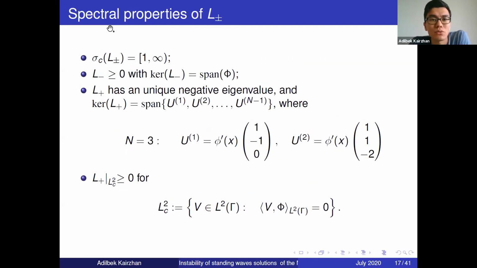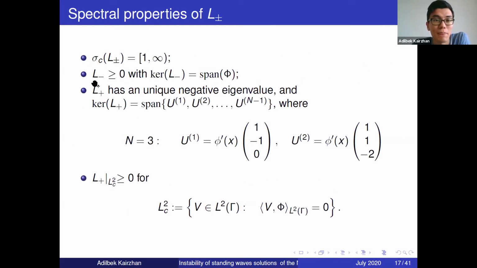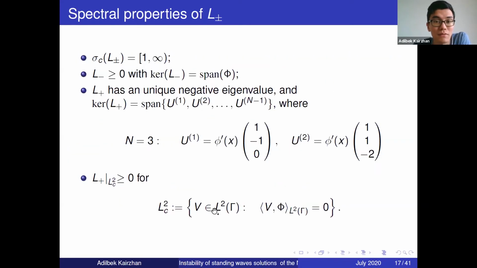So here are the spectral properties of the operator. We can see that phi is an H function, so it's an exponentially decaying function at infinity. It doesn't affect the continuous spectrum, so the continuous spectrum starts from 1 up to infinity. Then L minus is known to be a non-negative operator with the kernel given just by phi, because if you calculate L minus phi, substituting here, you get the stationary NLS equation again. And phi is a positive function, so L minus has no negative spectrum in this case.